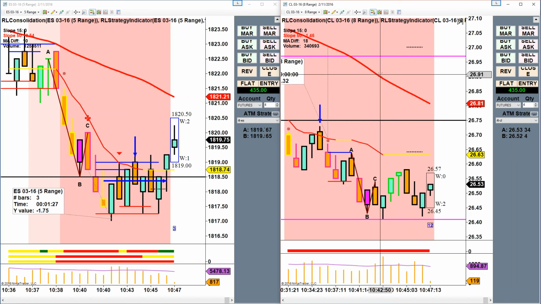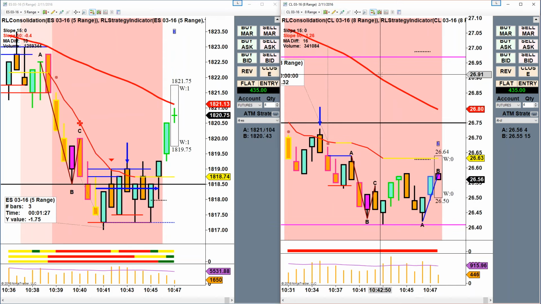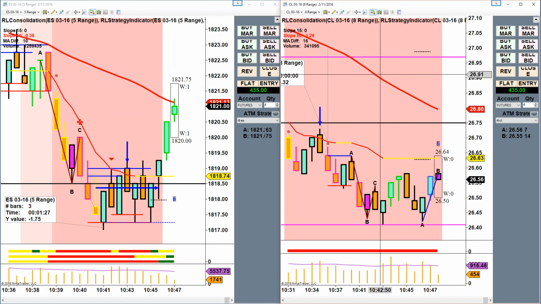I can't remember what day it was, but we had 2 wins, and we were out with $400 of profit in 15 minutes. We had 2 crude trades, 2 winners. One was 17 ticks, one was 10. We were out with over $400 of profit. We were done in literally 15 minutes. Just the setups came fast. We took them, and we were gone.